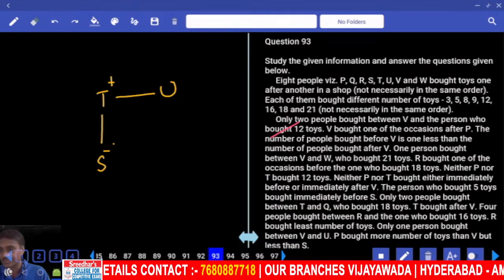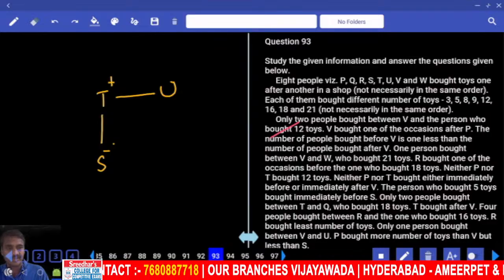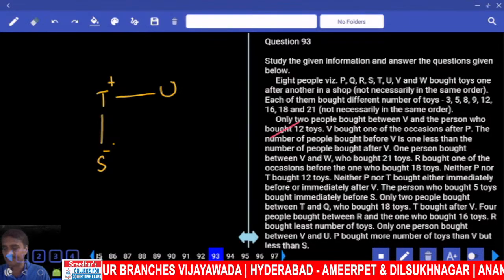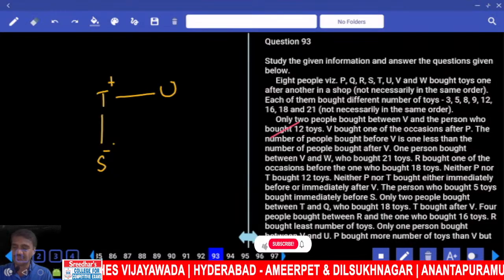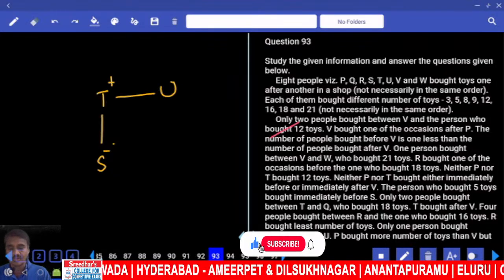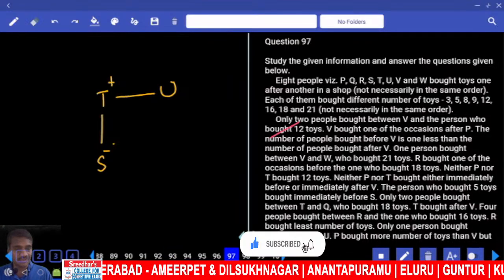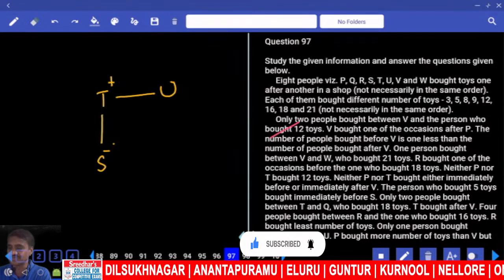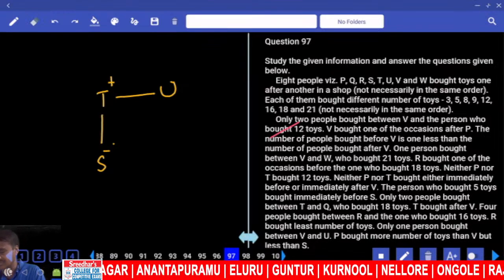Then 93. 8 people bought toys, one after the other in a shop. First or the second priority? No, first priority. Then 93 to 97, anyhow you have come to an end. Then after this 97, check out what are the types of questions that were given.